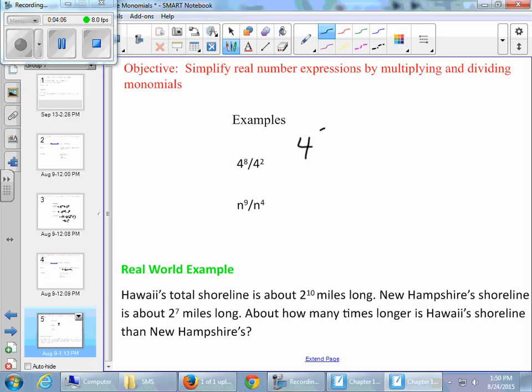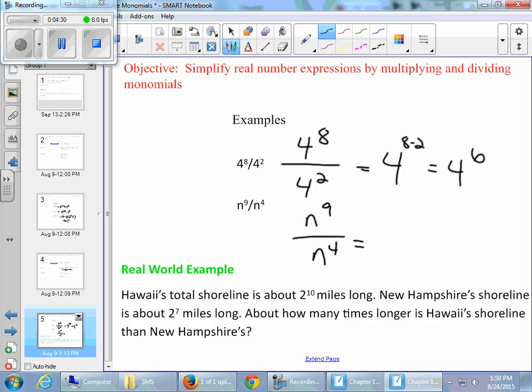So we'll write it this way for you: 4 to the 8th over 4 to the 2nd. We're dividing. We talked about it. The bases are the same. It stays the same. We have 4. Now we have 8 minus 2. That gives us 4 to the 6th power. And if we have n to the 9th over n to the 4th, our base n stays the same. Take 9 minus 4 gives us n to the 5th power.